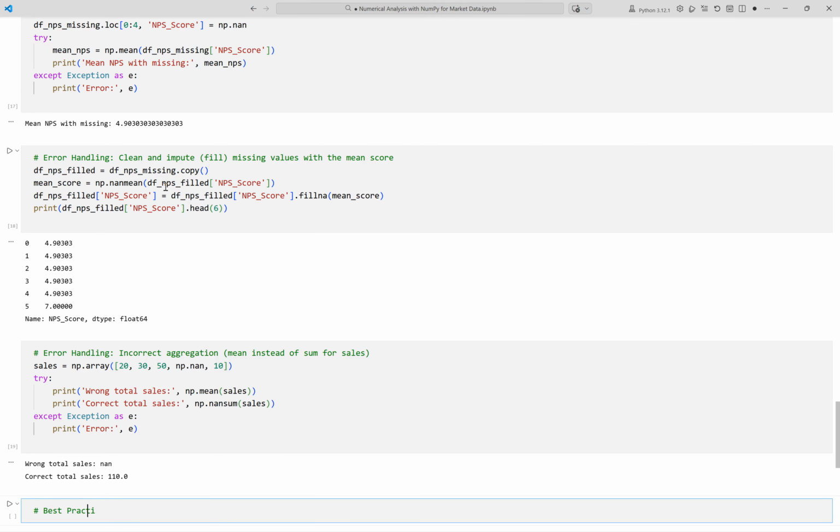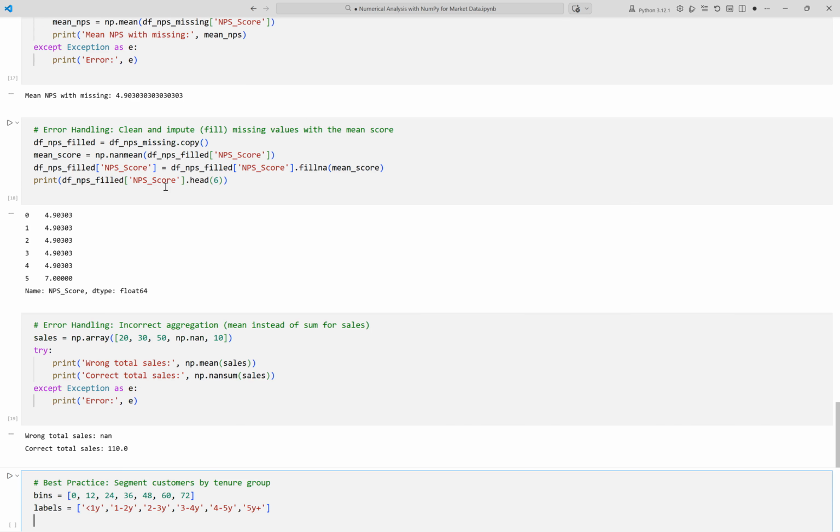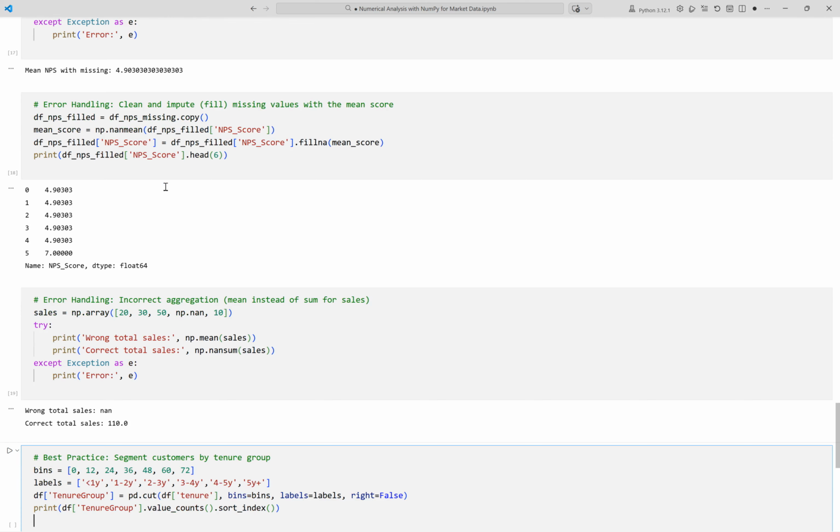Segmentation is a foundational tool in customer analytics to target specific groups. We define bins for tenure, representing the number of years with the company. Each bin is given a label for easy interpretation. We assign each customer to a tenure group using Pandas cut. This breakdown helps marketers tailor retention offers or messages.